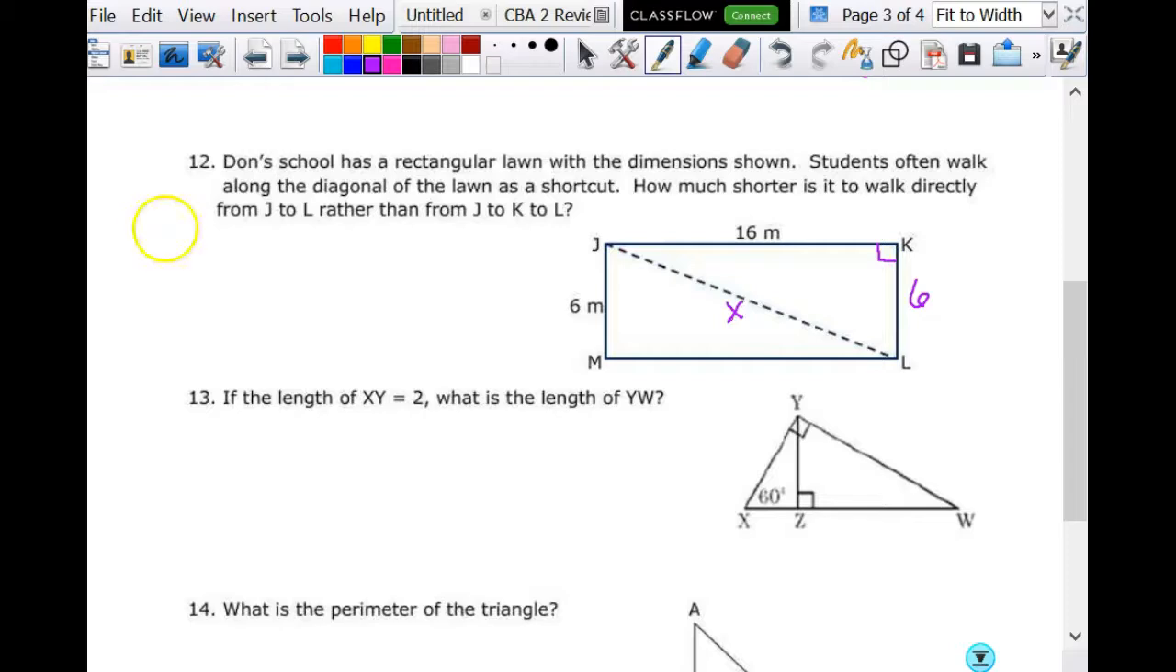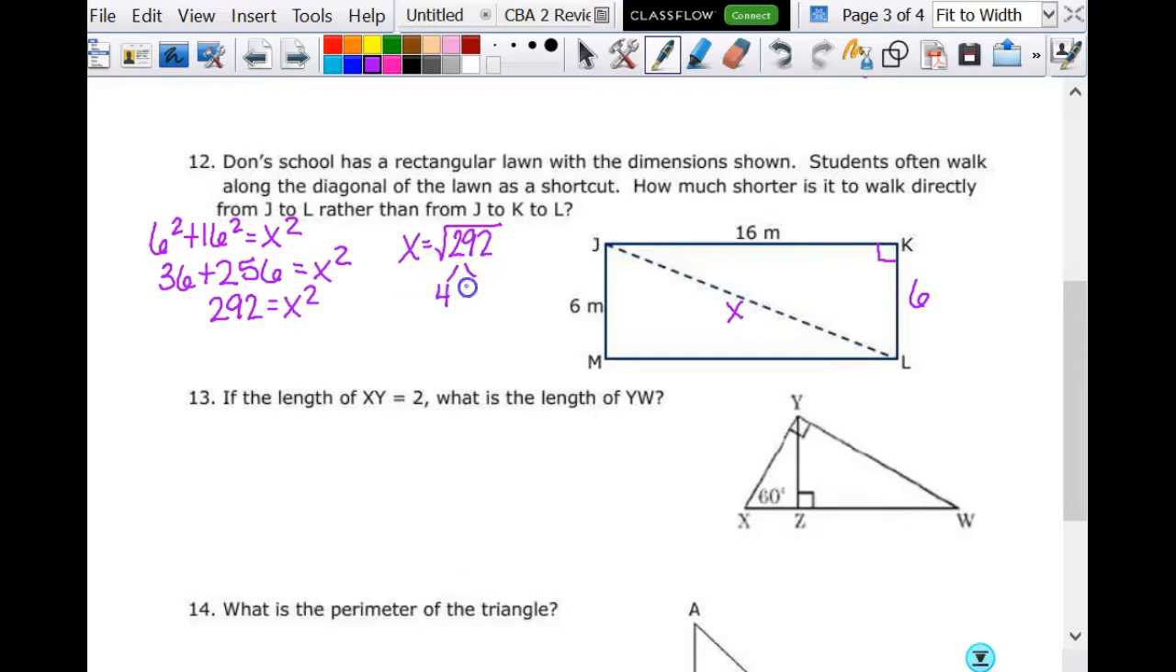So I'm going to first find that, so that's going to be 6 squared plus 16 squared equals x squared. So 36 plus 256 equals x squared. So that's going to give me 292 equals x squared. So x is equal to the square root of 292. All right, so 292, I can divide that by 4. It's going to give me 4 and 73. 73 is a prime number. So x is equal to 2 square root of 73. All right, so that's what this length is.